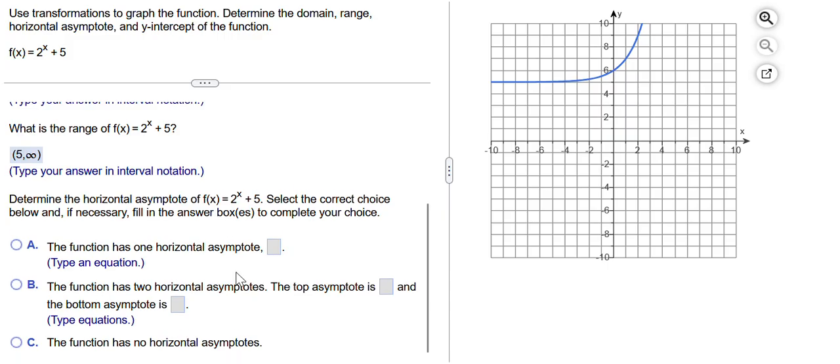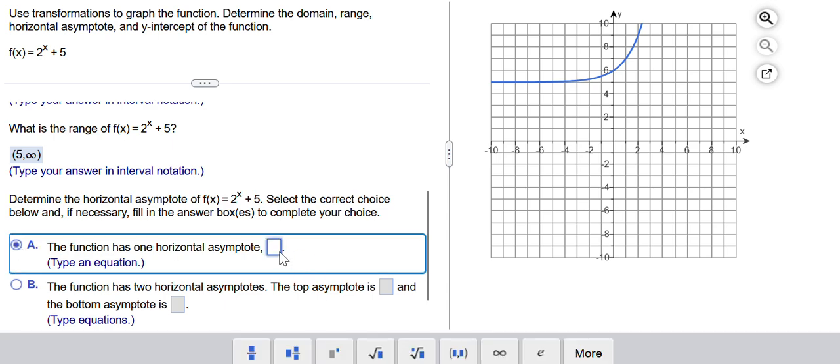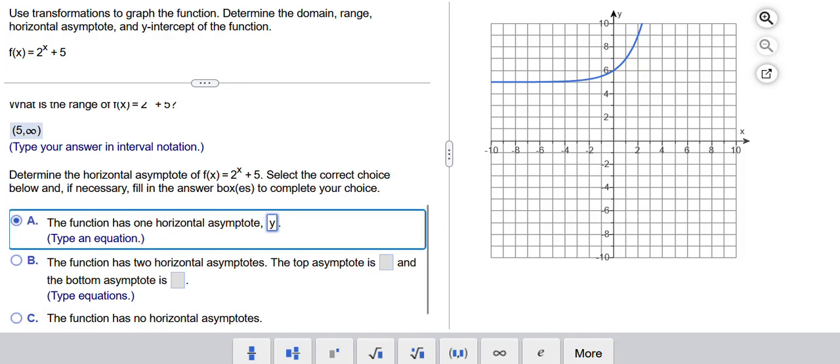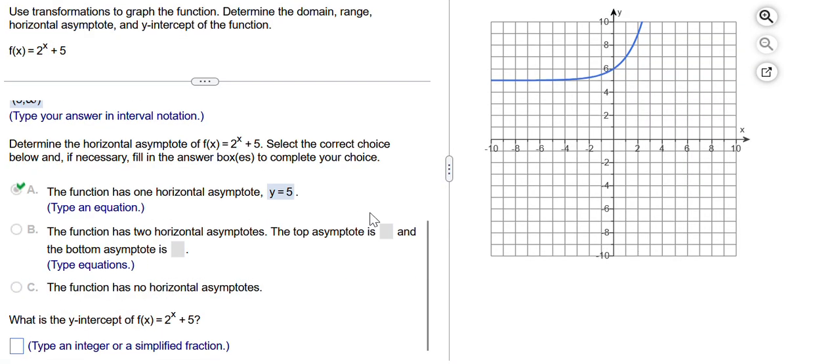And then the next question says, determine the horizontal asymptote, which we already know because we used that for the range. So remember, your asymptotes need to have your y equals or your x equals, because if you don't put that, then it's not correct because it's a line, okay?